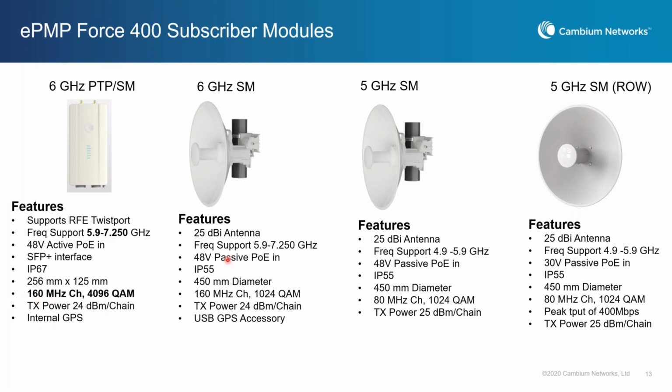As you move to the right, you'll see a 6 gig SM, which is going to sell at a lower price point because it doesn't have the 4096 QAM.